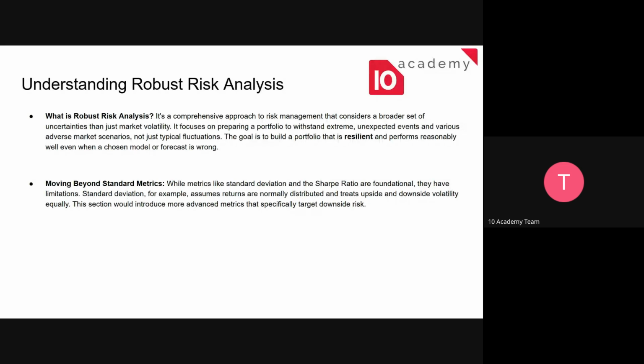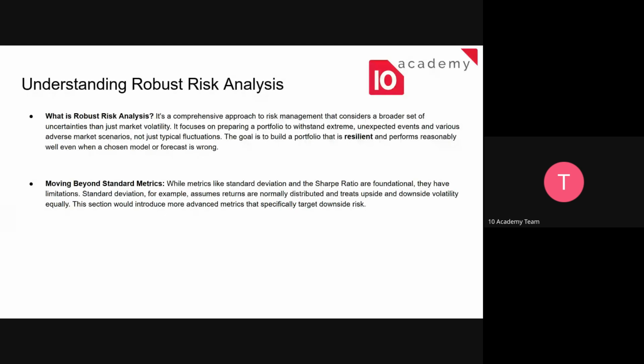It's a comprehensive approach to risk management that considers a broader set of uncertainties than just market volatility. There are common risks that we assume will happen, like market volatility. In our document we have also assumed there's high volatility on Tesla and others might be stable. That is the kind of risk we can directly assume, but there are different types of risks. When we use robust risk analysis, we try to see the types of risks that may be hidden.